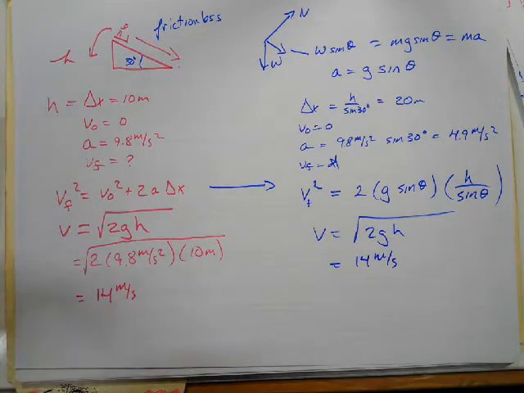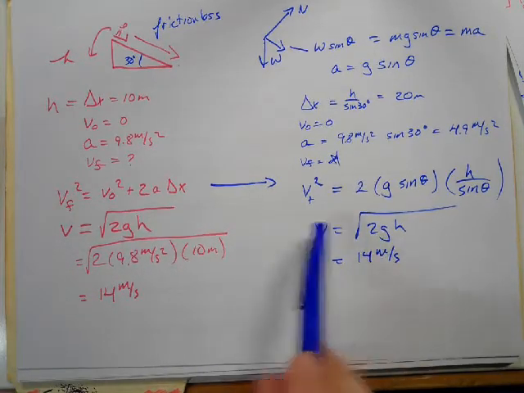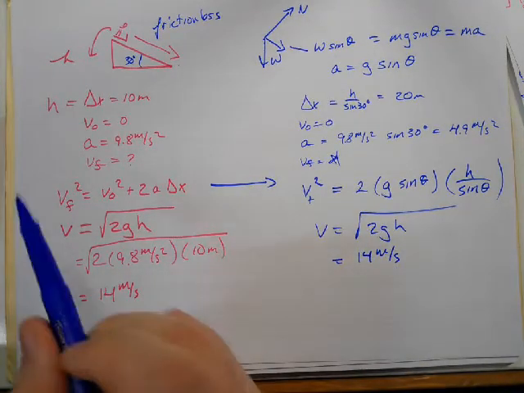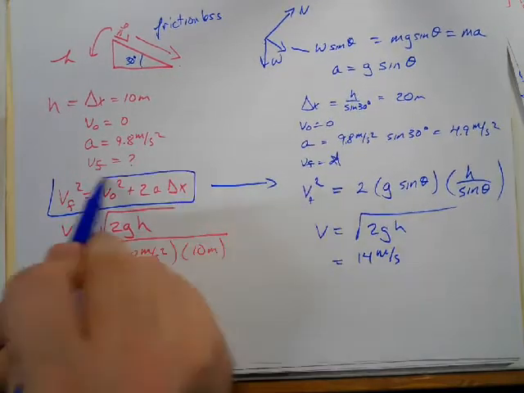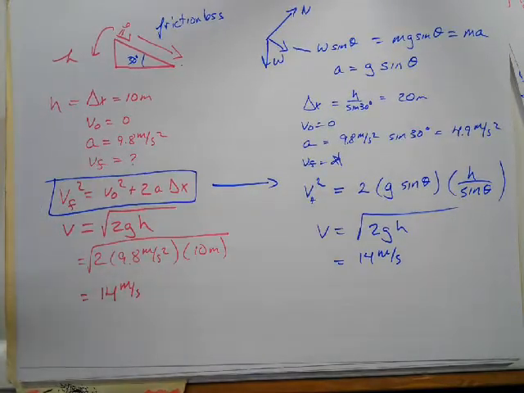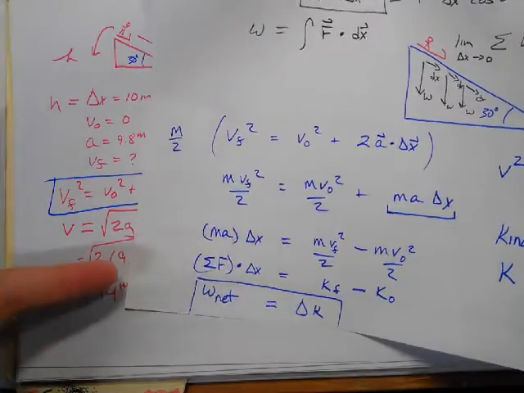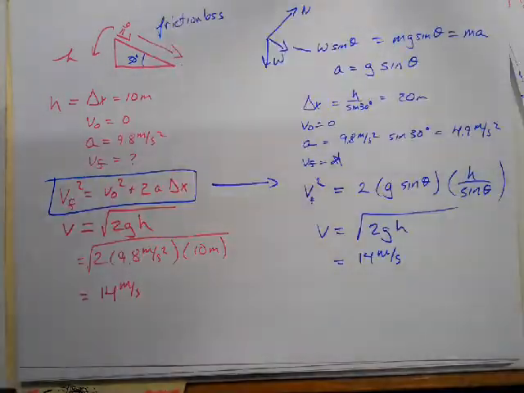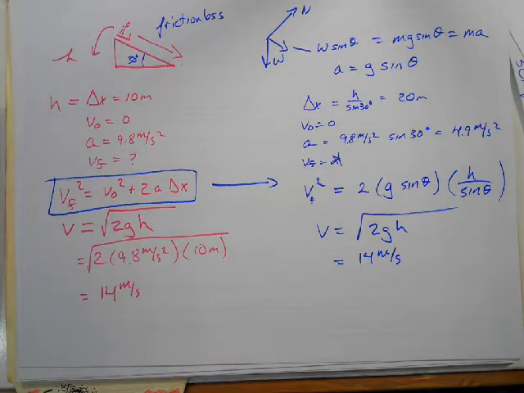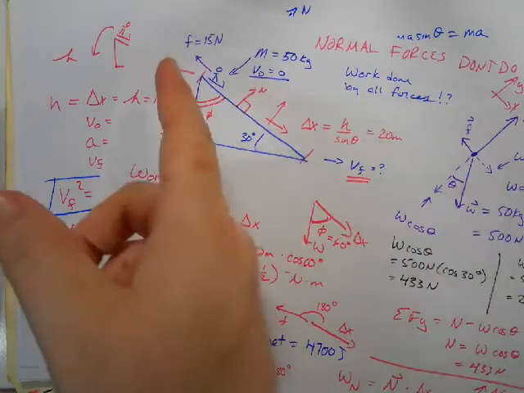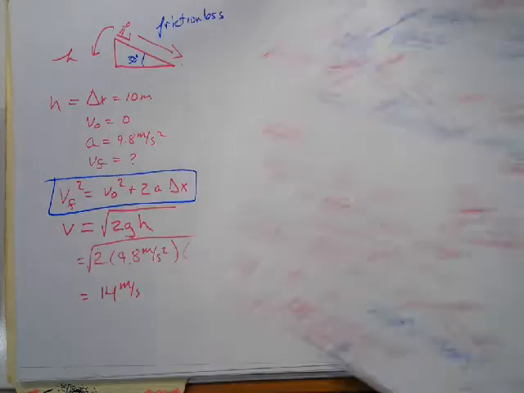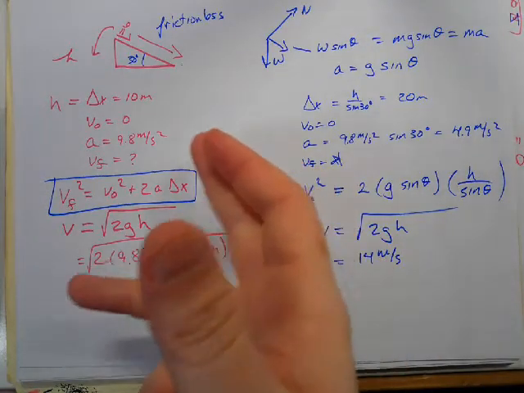So without friction, we get the same answer. There's something fundamental about this equation, and you've seen it before. It literally is the work kinetic energy theorem. It's the same thing. We're just ignoring that. But what the work kinetic energy theorem lets you do is solve for when there's friction in the problem, or solve for when you don't know what's going on.